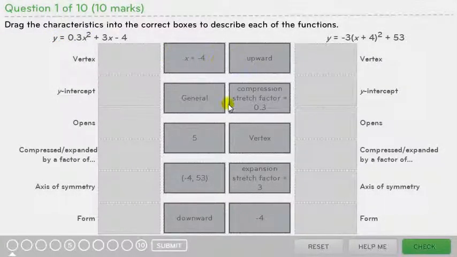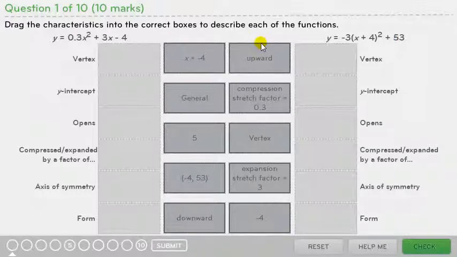In this question you need to drag all of the characteristics provided for you here into the appropriate boxes for the two functions, y equals 0.3x squared plus 3x minus 4, and y equals negative 3 times (x plus 4) all squared plus 53. So let's get started.